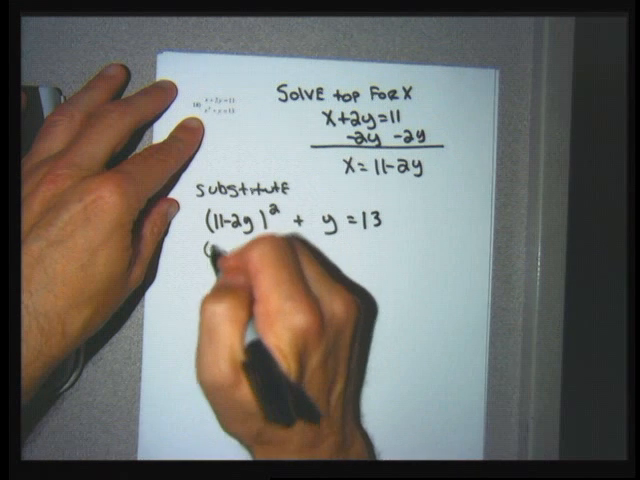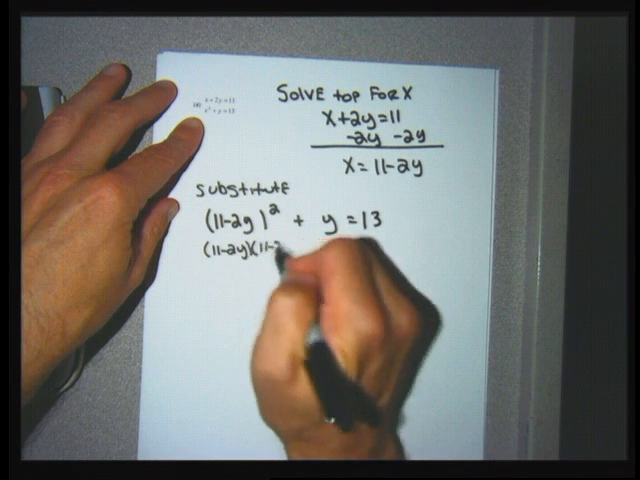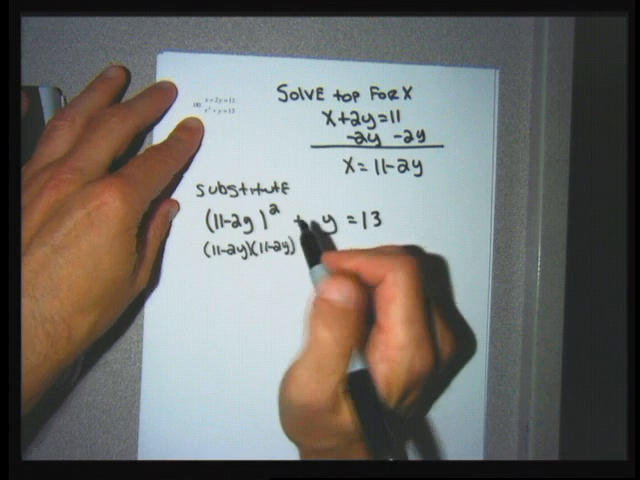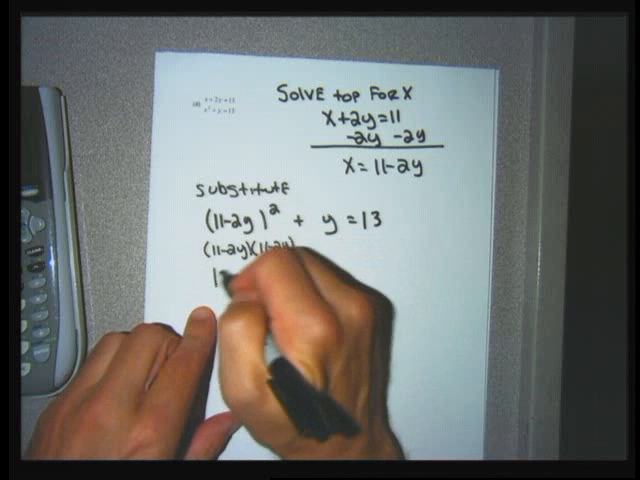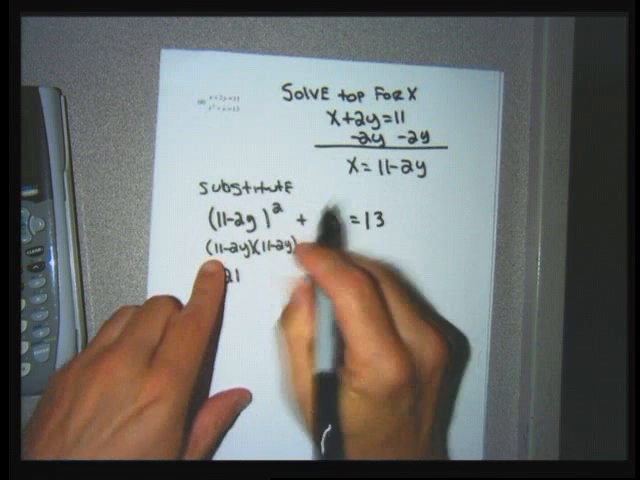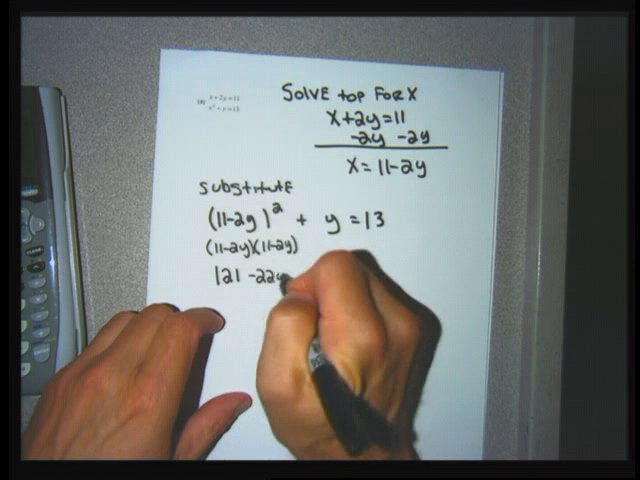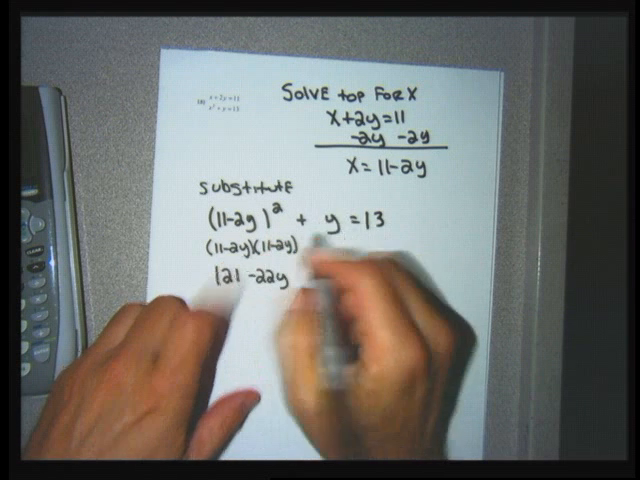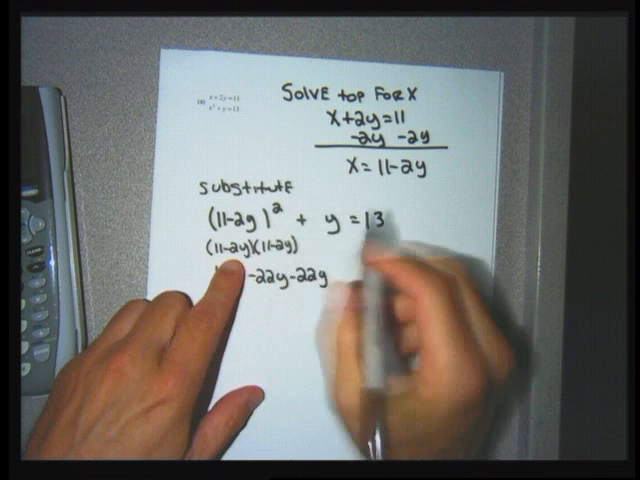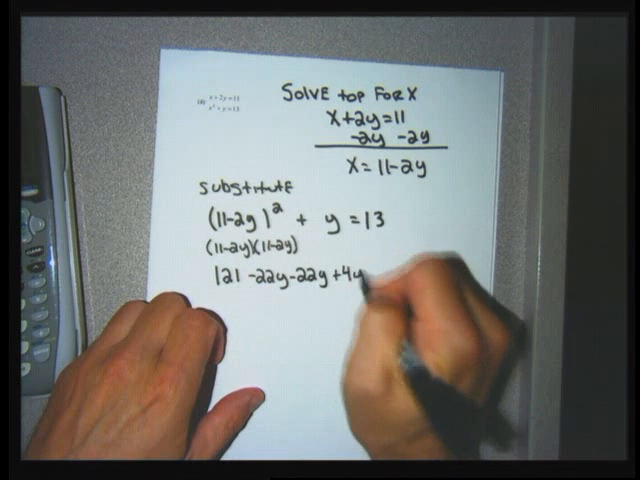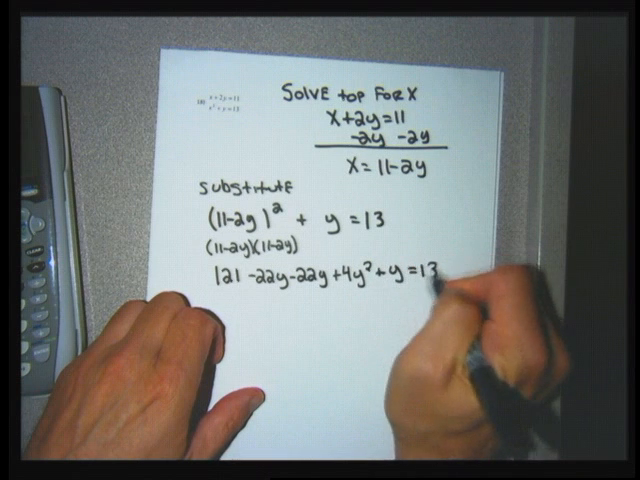I'm going to FOIL this, going 11 minus 2y times 11 minus 2y. That 11's not good because it's going to turn into a 121. So as I FOIL this, first are 11 times 11, which is 121. Outers are 11 times minus 2y, which is a minus 22y. Inners are minus 2y times 11, which is another minus 22y. Last, minus 2y times minus 2y is plus 4y squared. I still have the plus y, and I still have the equal 13.